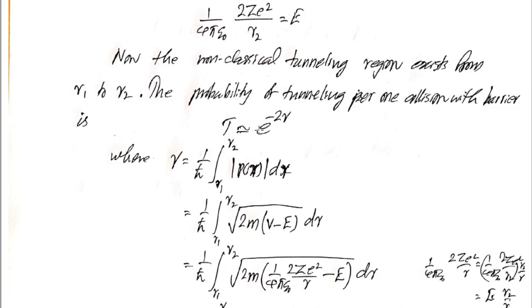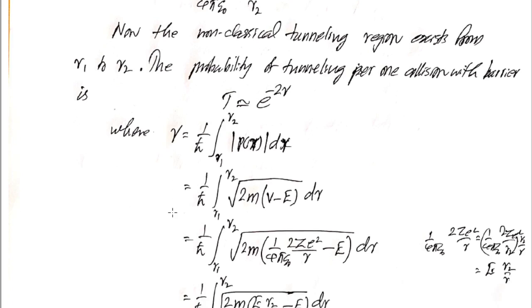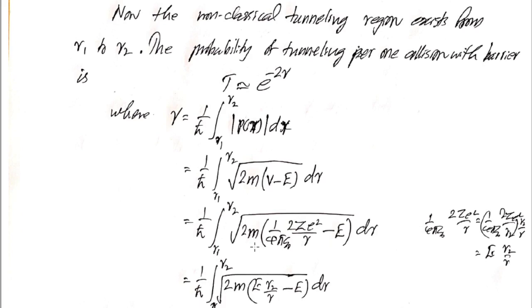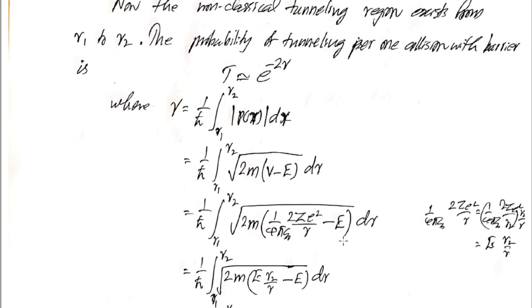It is T equals e raised to minus 2 gamma, where gamma is equal to 1 by h cross times the integral of the magnitude of the classical momentum over the non-classical region, or the tunneling region, that is from R1 to R2. So we have to find gamma, which is 1 by h cross integral R1 to R2 root of 2m into (V minus E) dr, that is, integral R1 to R2 root of 2m into (1 by 4 pi epsilon 0 times 2Z e square by r minus E) dr.